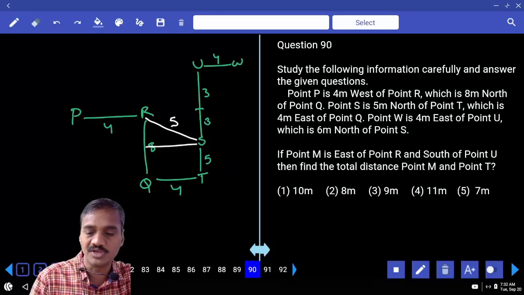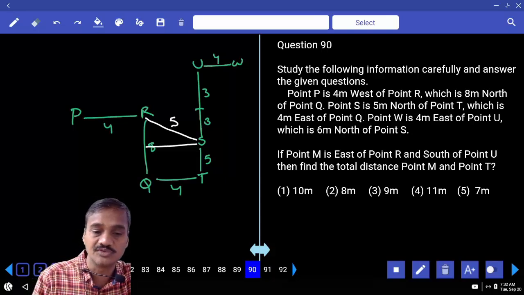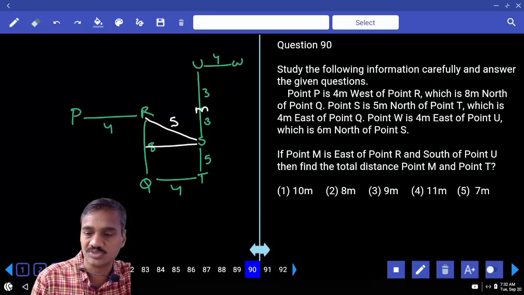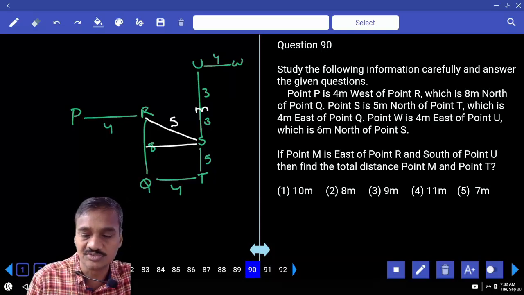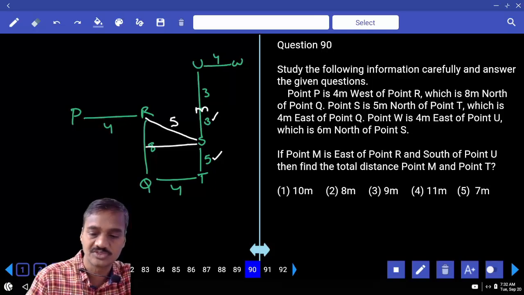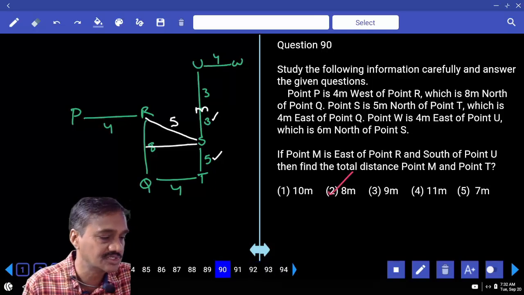And 90. If point M is to the east of R and south of U, M is to the east of R and south of U means exactly at this place. Then find the total distance between M and T. Now the distance between M and T is how much? 3 plus 5 is how much? 8 meters, choice 2, question number 90.